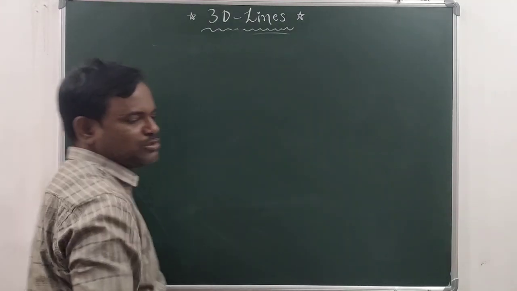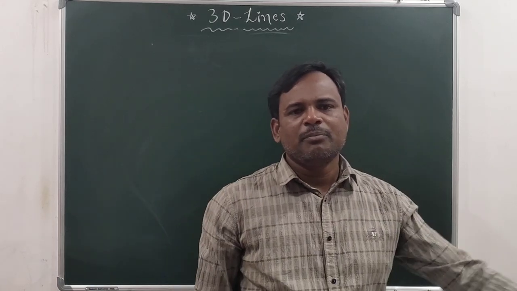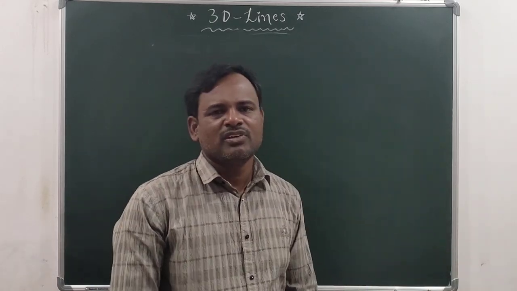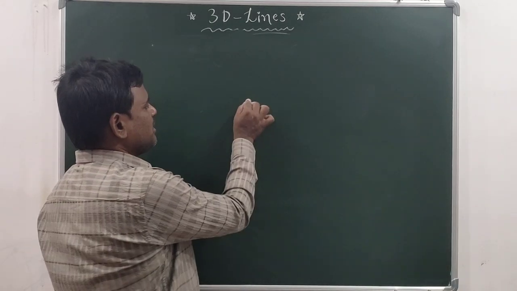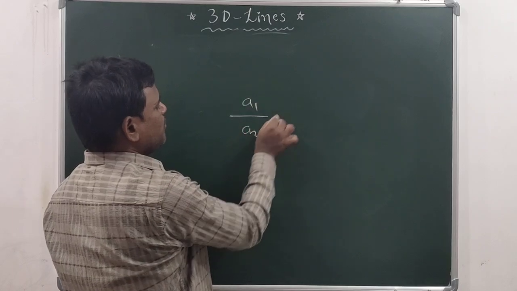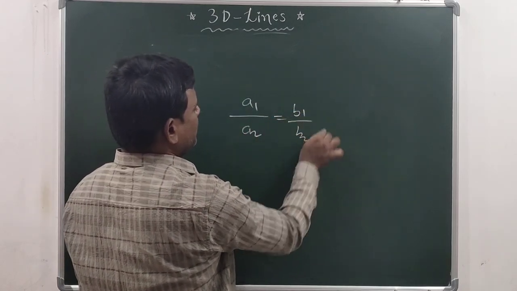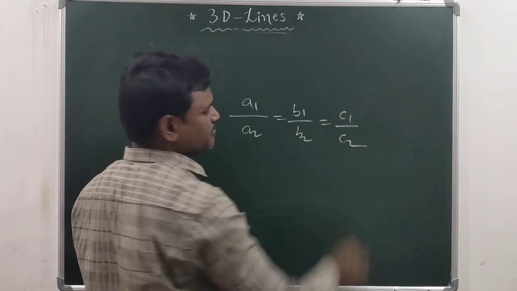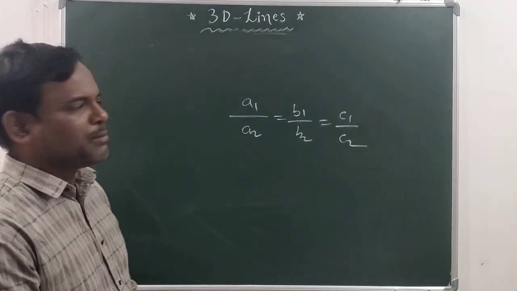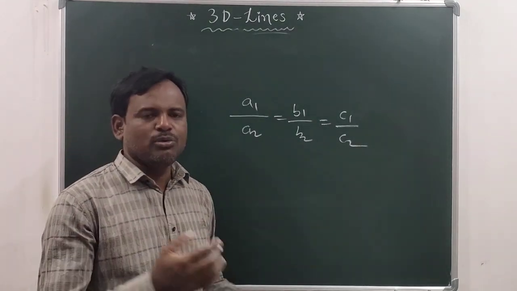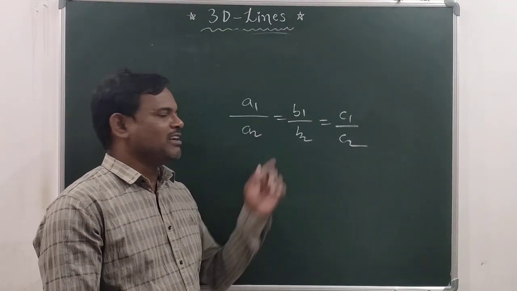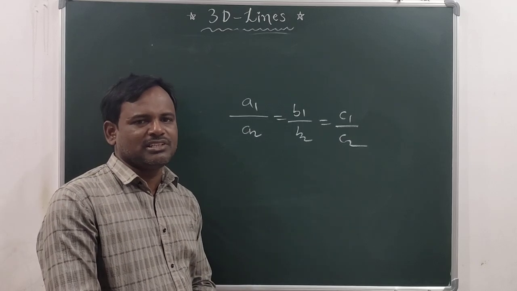Suppose these two lines are parallel. Parallel means, you know, whose DRs are proportional: A1 by A2 is equal to B1 by B2 is equal to C1 by C2. If the two lines are parallel, then their DRs are proportional to each other.